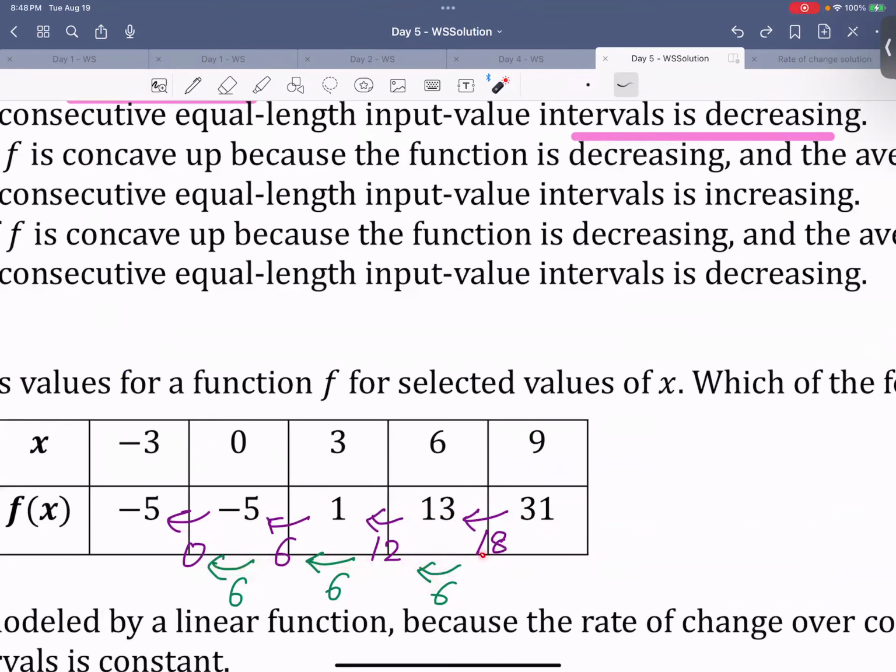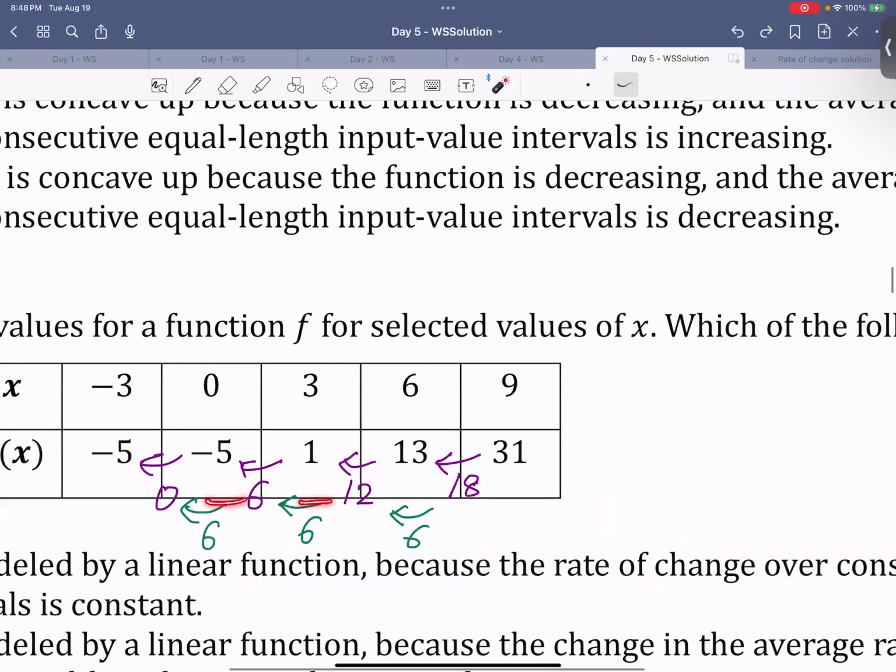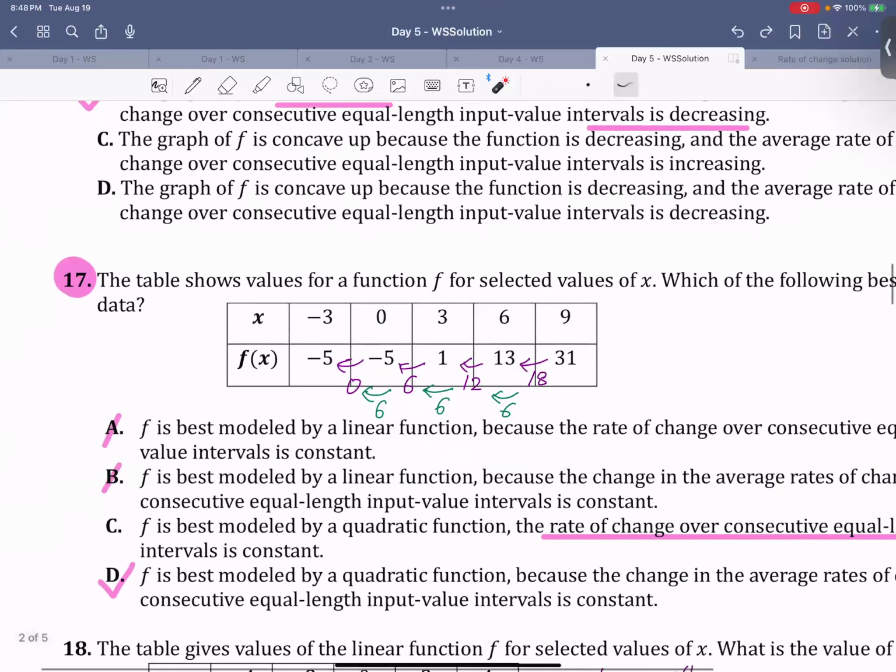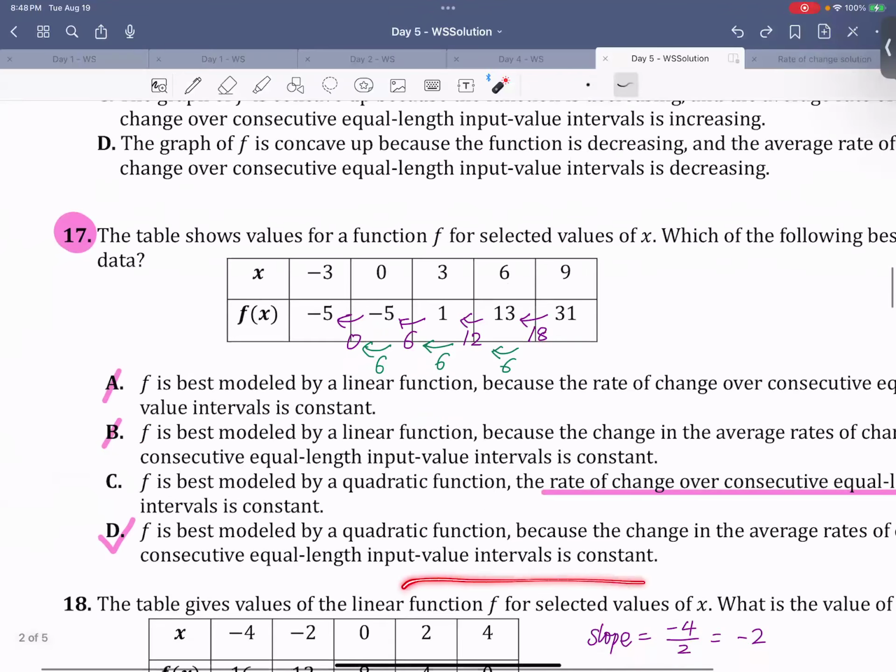So if you do this, the rate of change of the rate of change is positive, so it's concave up. Or you can say the rate of change is increasing, so it is also concave up. Okay, very good, Sophie. Oh, very good. Next one.